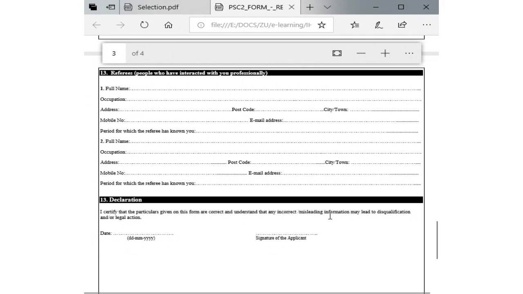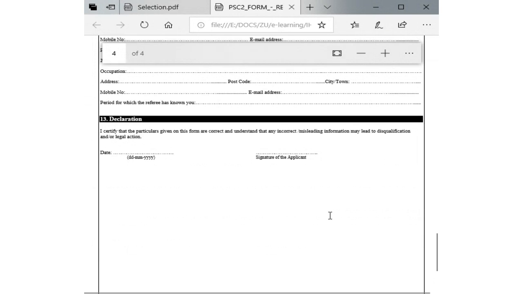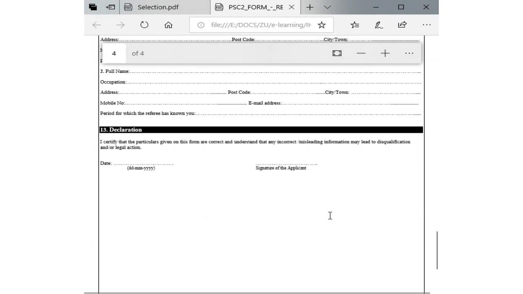When you've done it, the last thing is the part 13th one, where you certify that the particulars and all the information you've given or provided in this form are correct, and you understand that any incorrect or misleading information will automatically lead to disqualification and even legal action. You may even be taken to court if you provide wrong information. If we realize later that you have been convicted and you told us you have never, we will take you to court, or the company may take you to court. So that is on the application form. Then you write the date and signature. Then take your form, drop it at the Public Service Commission's office, and you'll be done.